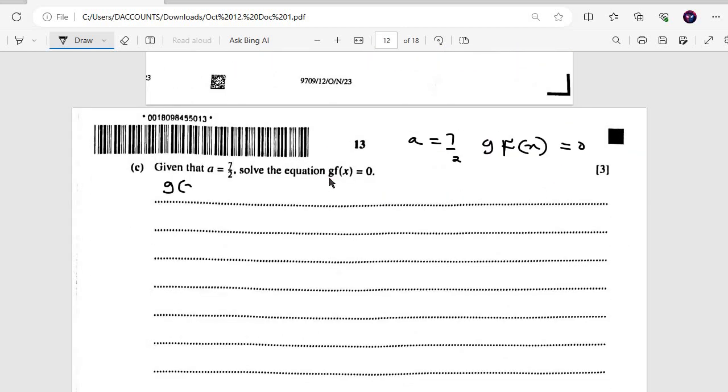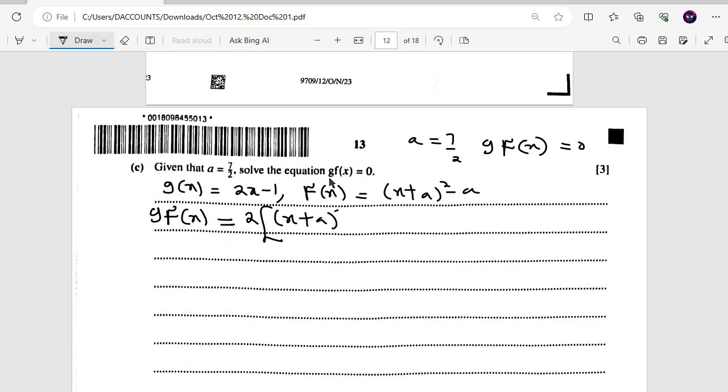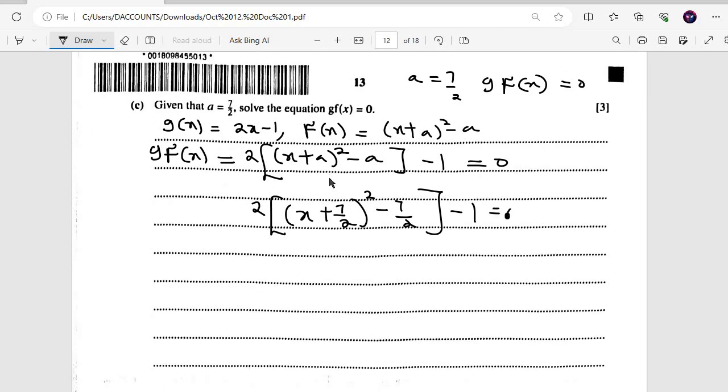Since our g of x is 2x minus 1, I remember that our f of x, I think, is (x plus a) all squared minus a. So let's find gf of x. That's f of x inside g of x. So that will be 2 bracket (x plus a) all squared minus a, minus 1 equal to 0. Remember the question gave us a to be 7 over 2. So (7 over 2) all squared minus 7 over 2 minus 1, from here equal to 0.